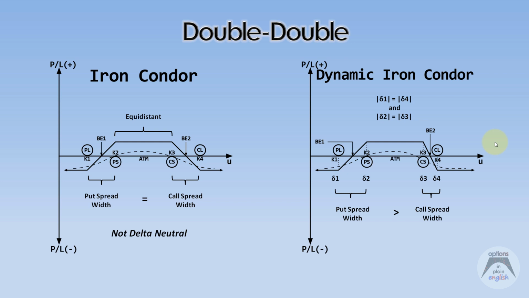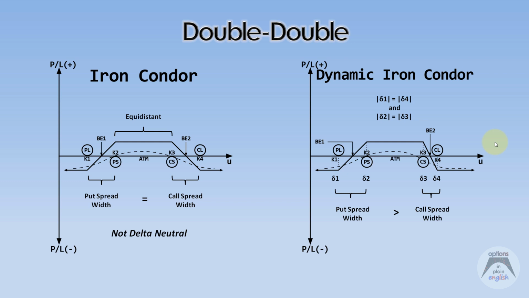So the put spread is going to be wider, the call spread is going to be narrower, and that's the Iron Condor you're going to end up with. Since you are focusing on having the deltas be exactly what you want them to be, this is not critical for you.